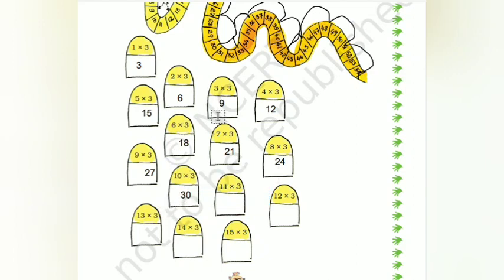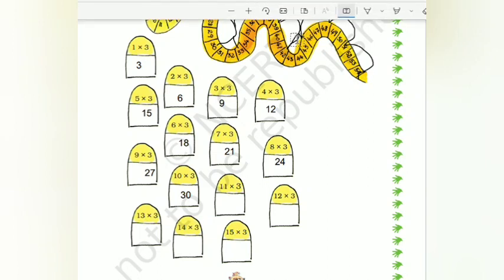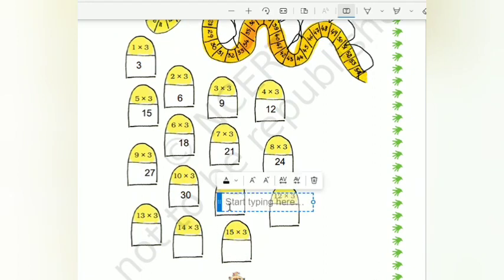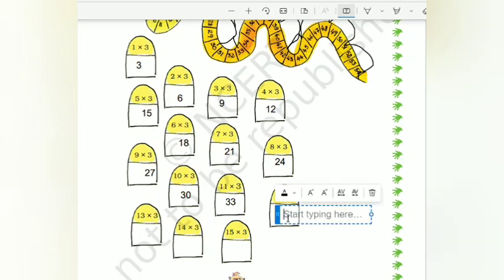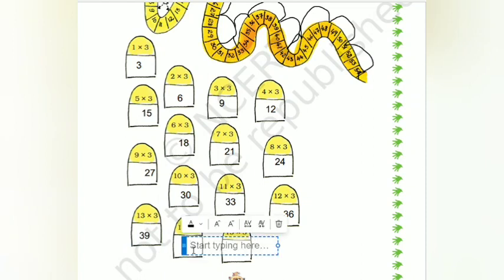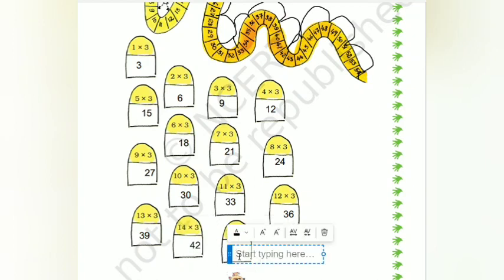30, that is 3 steps also it jumped up. 3 step jumping means it reached 30. Then 11 times, after 30 it took 3 more steps. So 3 more steps means it jumped to 33. Then from 33 it jumped 3 more steps. It reached 36. That is 12 into 3 is also 36. From 36 it jumped 3 more steps, reached 39. Again from 39, 3 more steps, that is 42. Again 3 more steps, 45. That is 15 into 3 equal to 45.